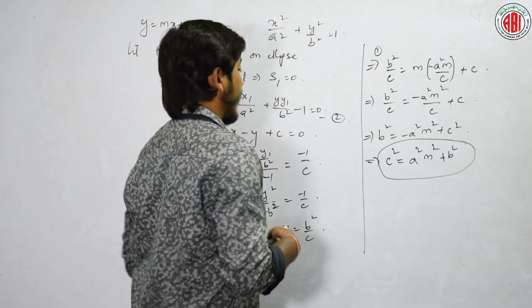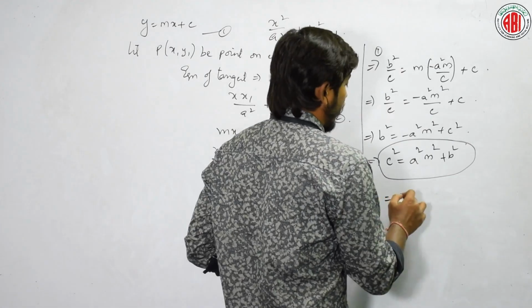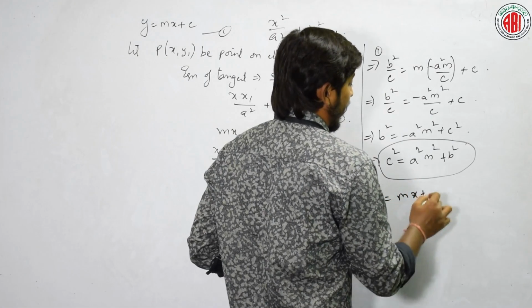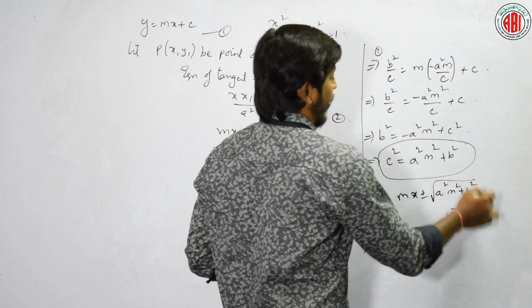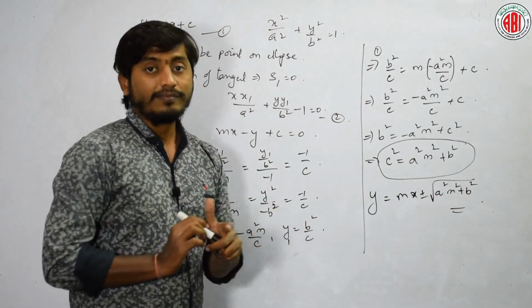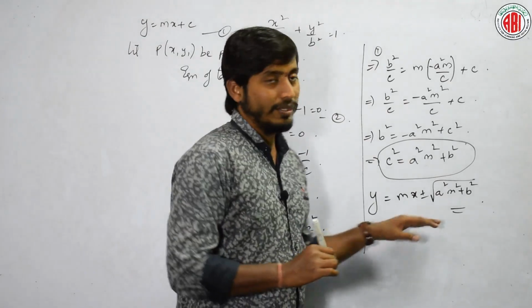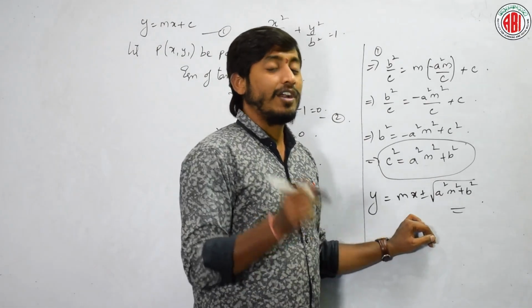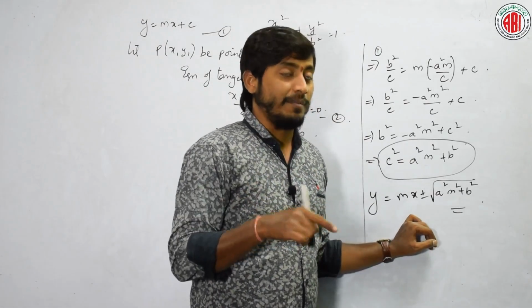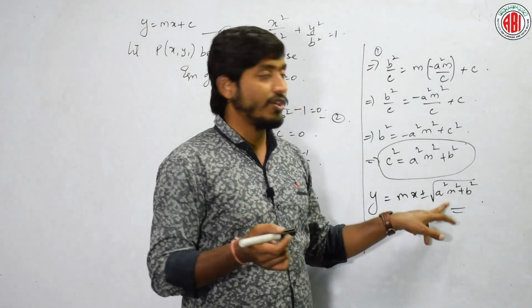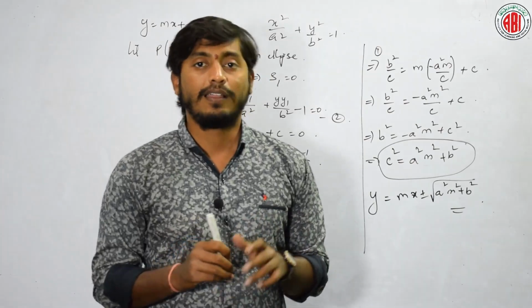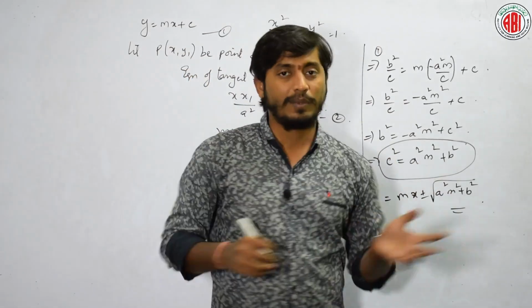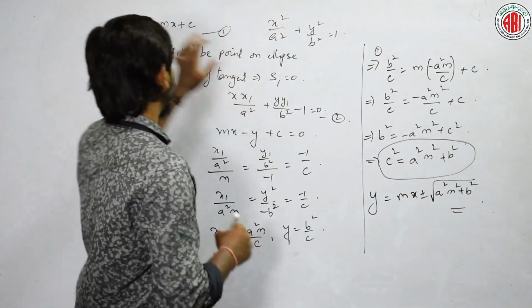From this, can I write the equation of the tangent? What is the equation of the tangent now? y equal to mx plus or minus under root a square m square plus b square. Is it right? We know this. Fine. What was it in the parabola? Instead of this we used to have a by m. Here we have this kind of equation. Clear? Is it okay? Shall we start doing the problems? And remember, this is the condition.